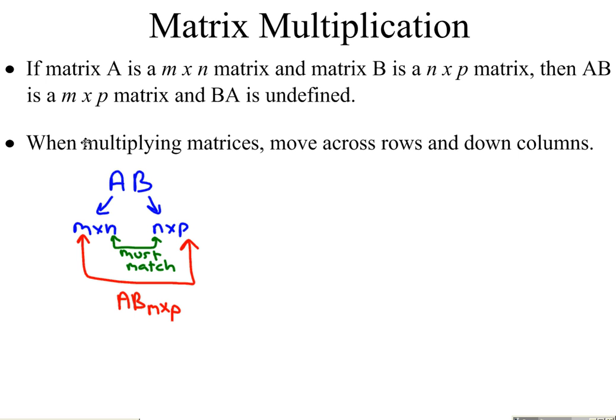If we look at the other direction, matrix B times matrix A. Well, we know matrix B is n by p. Matrix A is m by, I'm sorry, m by n. And if we look now at the middle two numbers here, we can clearly see that those two middle numbers do not match, and that's why B times A is undefined.